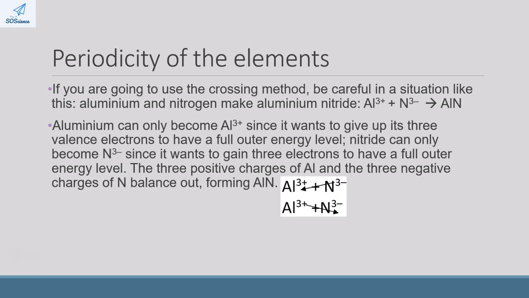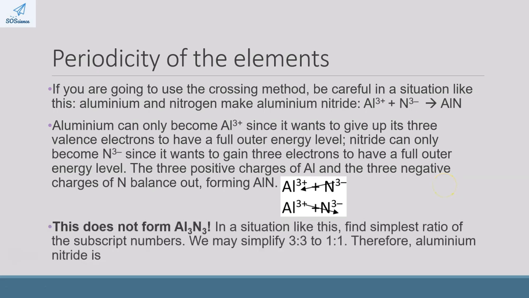The implication here is that if you're going to use the cross multiplication method, you might get it wrong. What you need to do is, if you can simplify your ratio, so if you get Al3N3, well, you can simplify that to Al1N1, which is AlN. So aluminium nitride is AlN. Just don't forget that if you end up with a ratio of 2 to 2, you need to simplify to 1 to 1. If you end up with a ratio of 4 to 2, you need to simplify that to 2 to 1.